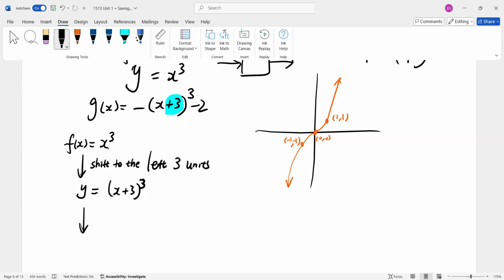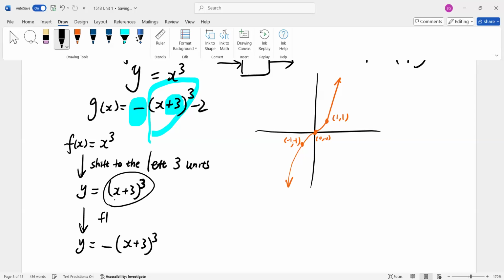And next step, we multiply by -1. Multiply what by -1? Multiply this whole thing by -1. So the treatment is on y. We multiply the whole function by -1. So the treatment happened to the y value. So it's a vertical change. So it's a flip or reflect over the x-axis or y-axis.